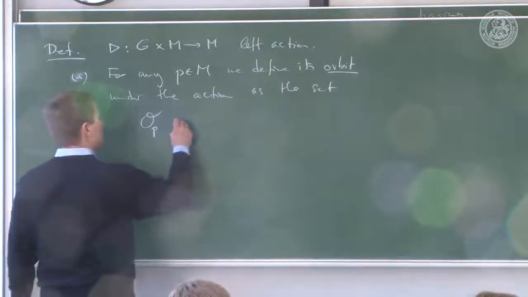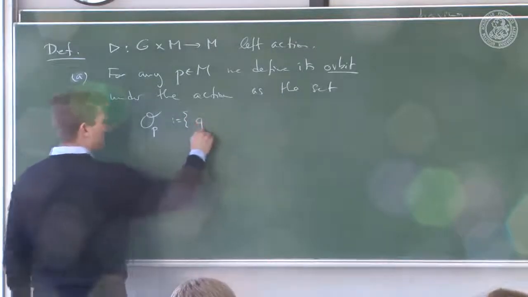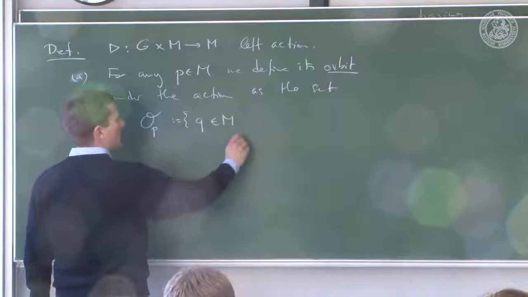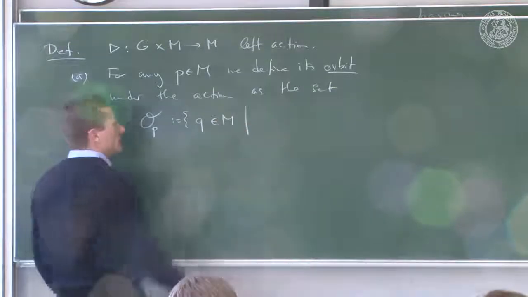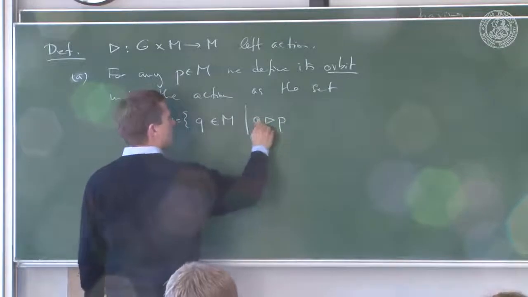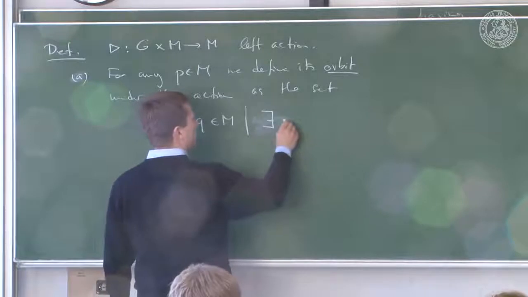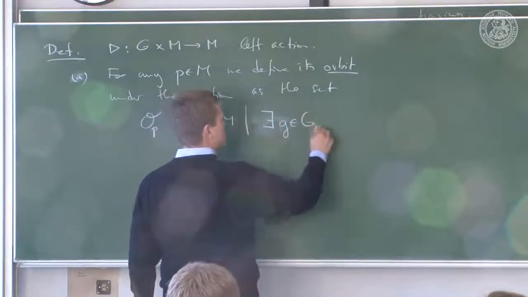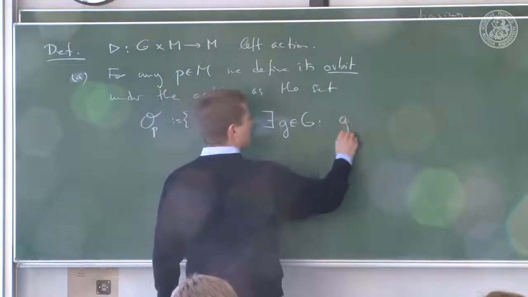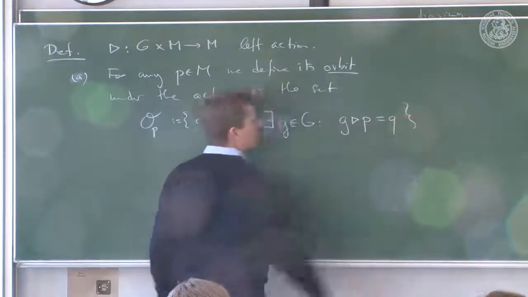What kind of guy is that? That's all the points Q in the manifold which you can reach by starting from P and acting on it from the left with some G. So all those for which there exists a G in the group such that G acting from the left on P produces the Q.